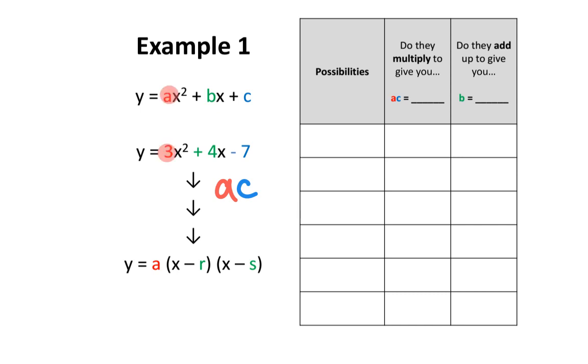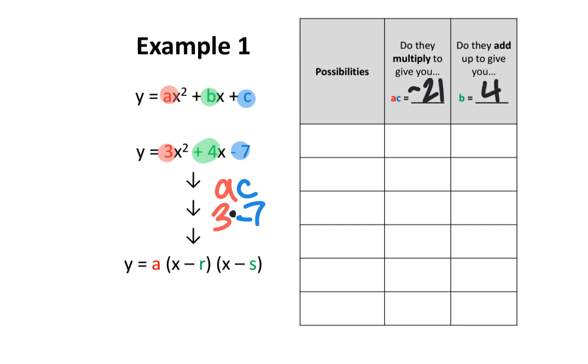Well, A is 3, so I'm going to write that right over here. And C is -7, and I'm going to write that right over here. This looks like 3 subtract 7, but there's actually a hidden multiplication sign between these numbers. So 3 multiplied by -7 gives you -21. Next, let's take a look at B. Well, B happens to be +4. So I'm going to write +4 right over here.